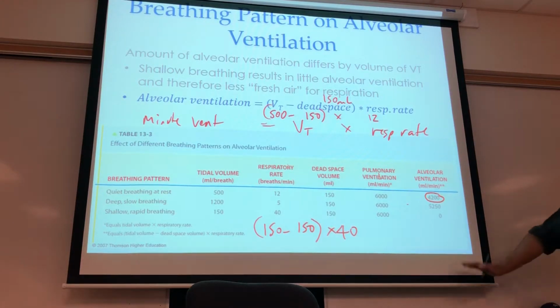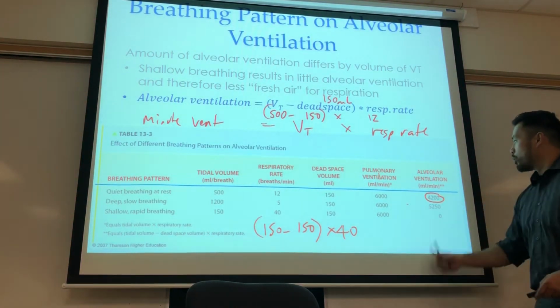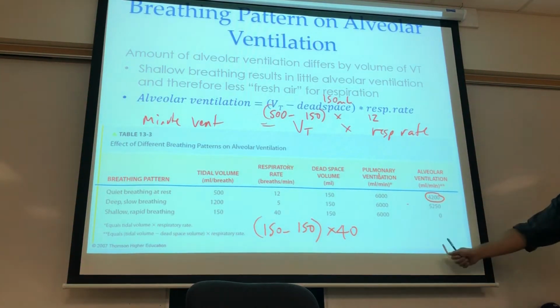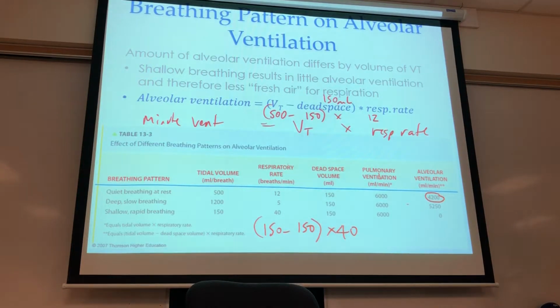And this should explain also what happens during exercise. When we start to increase our pulmonary ventilation, we're going to need to increase our alveolar ventilation. And the best way, again, is to increase your tidal volume and reduce your respiratory rate, because we want to account for a higher tidal volume than that of our dead space. With that, what questions do we have?